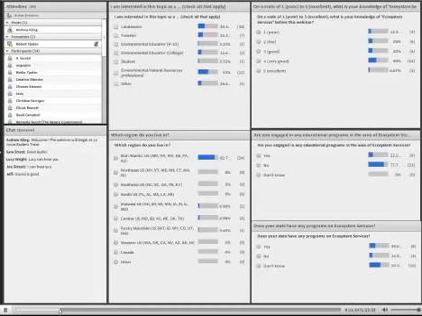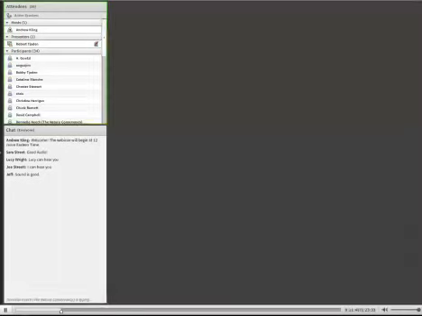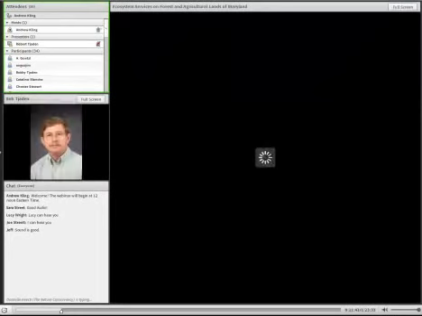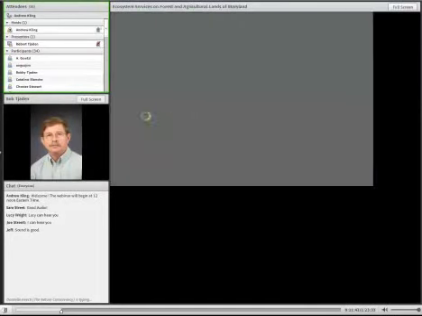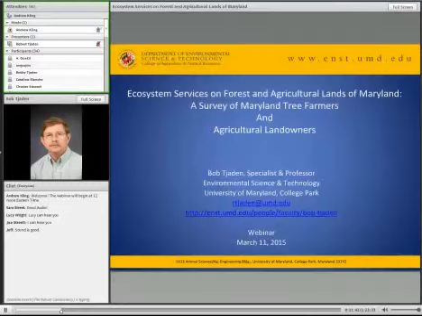Bob is an extension specialist and professor at the University of Maryland, College Park, in the Department of Environmental Science and Technology. He's been at the university for 26 years now. He has a Bachelor of Science in Forestry and Wildlife Management from the University of Maine at Orono, a Master's of Forestry from Duke University in Forest Economics, and a PhD from the University of Maryland in Natural Resource Policy.